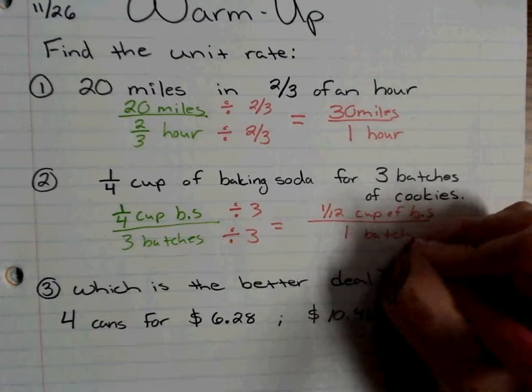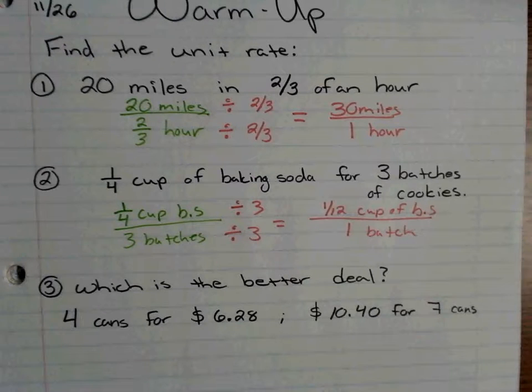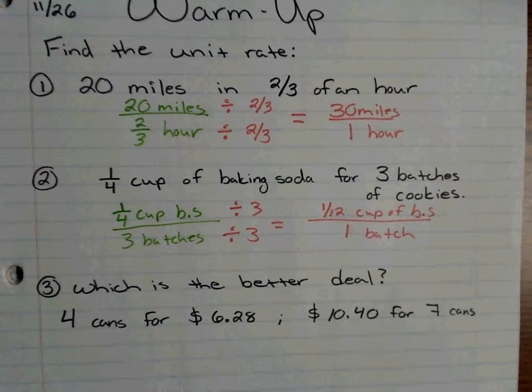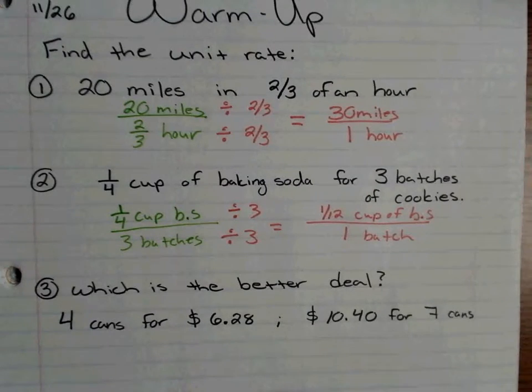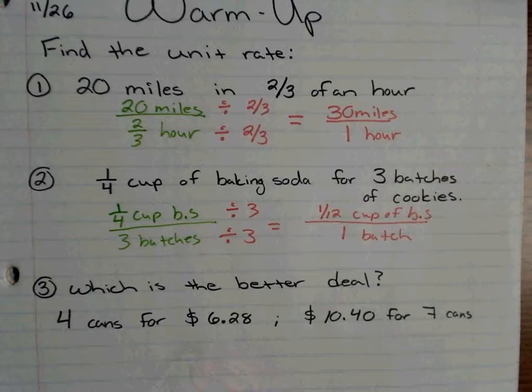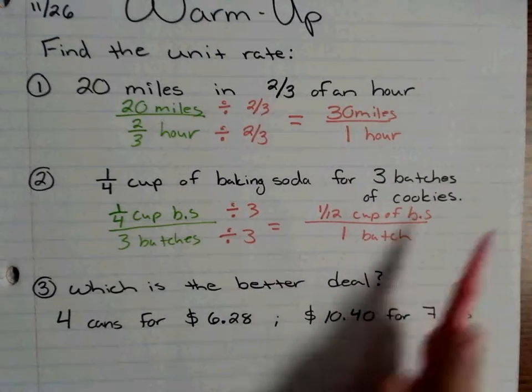Do it in the order that's given to you unless the question phrases it differently. So if the question wanted to know batches for 1 cup of baking soda, then you would do 3 batches over 1/4 cup. If the question asks you to do it in a different order, then you phrase it in the order the question's asking you. When it's just giving it to you this way, you do the first over the second. Okay?